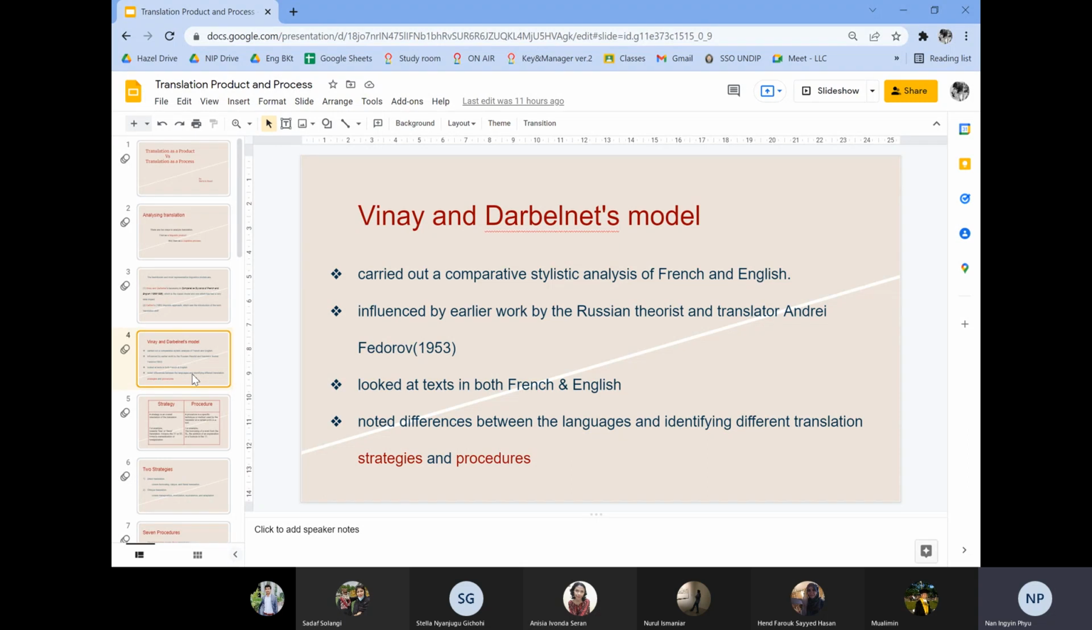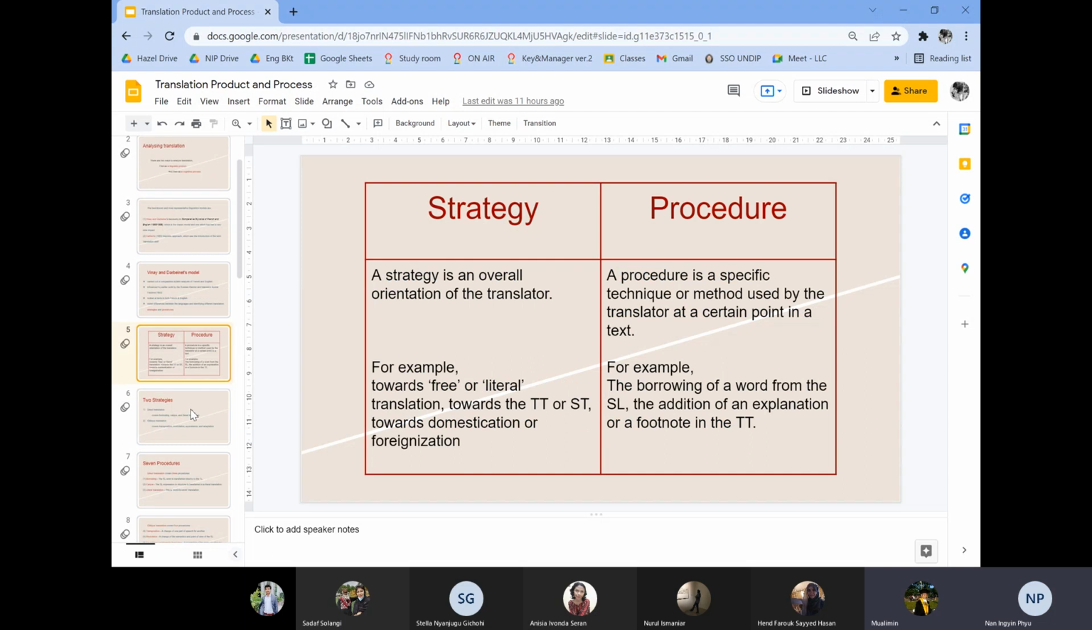So what is that? Usually they identify different translation strategies and procedures, so you can memorize that this model is based on strategies and procedures. The second one, the Catford part, is based on the strategy. And the procedure means they use specific techniques and methods based on the text. Here I also give you examples like free and literal translation, where TT is the target text and ST is the source text. Free is a strategy, but the procedure is trying to translate step by step by following the detailed procedure.